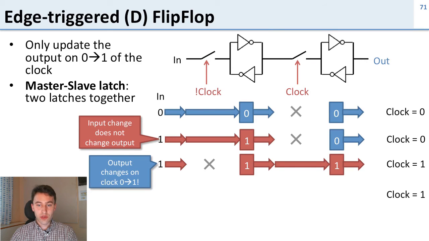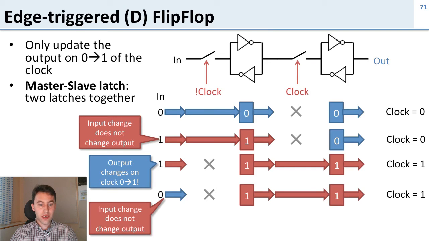Now if we follow this with the clock still being 1 and we change our input, well, nothing happens because the first latch doesn't have its gate closed, so the input can't go into the first latch. It will stay 1 and we'll still have 1 as our output. So the input does not change because the clock did not change from 0 to 1.